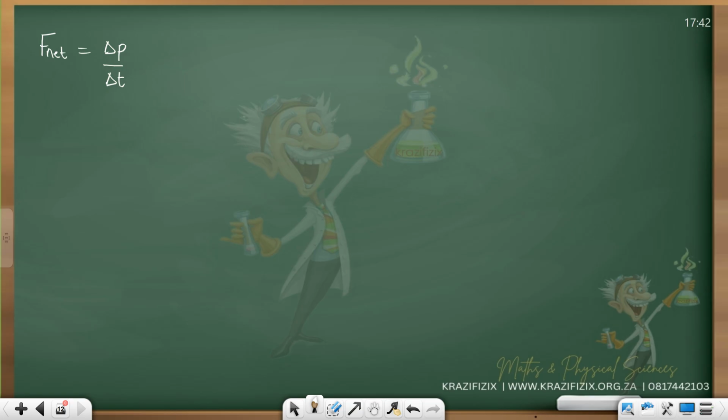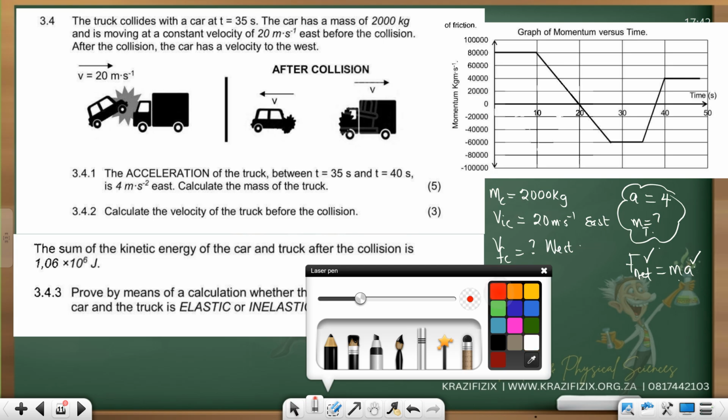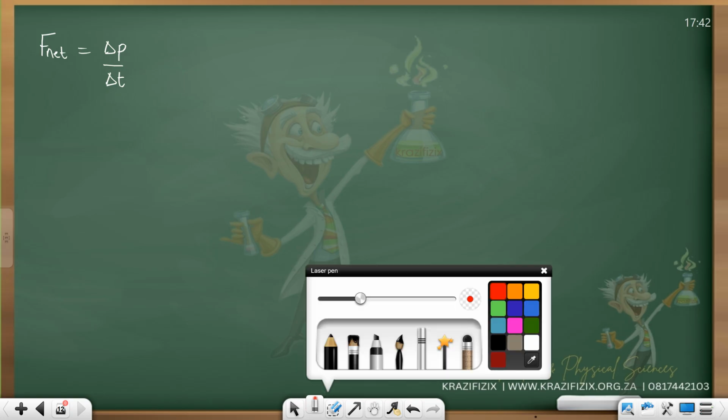Do we then know the change in momentum? Please look at the graph again. The graph is where we need to look at. Between T35 and T40, our initial momentum is negative 60,000 and our final momentum is 40,000. That's why I said you need the graph. Do you see that? Initial is negative 60 and final is 40. Okay, will that help? Because I think that should help us get our F net.